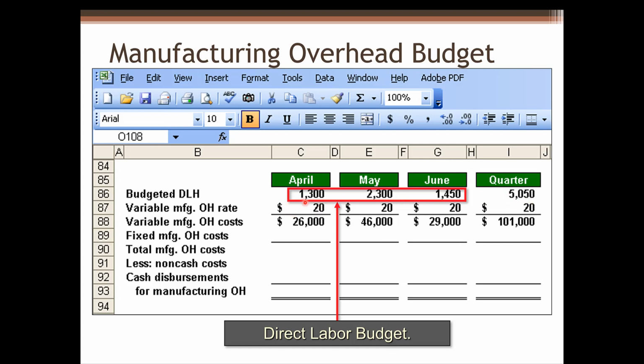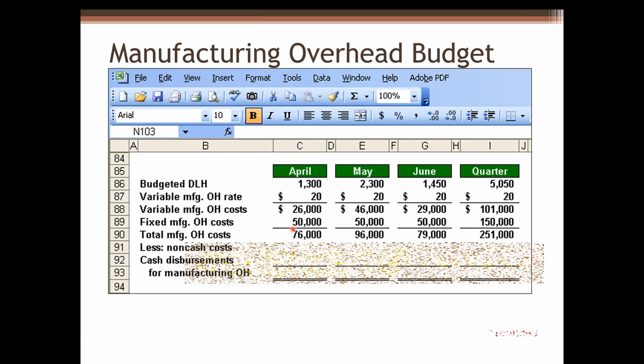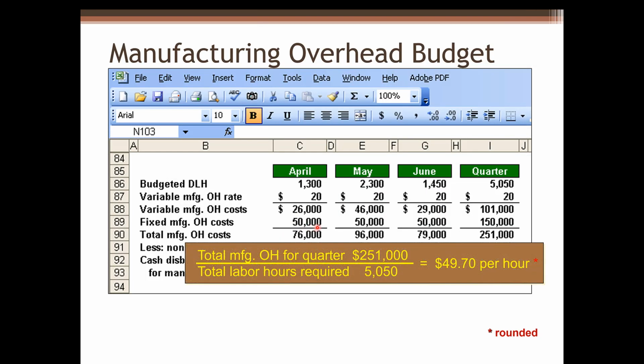For each month, we use budgeted direct labor hours multiplied by the $20 variable manufacturing overhead rate, and then we can get variable MO costs for each month and for the quarter. Fixed manufacturing overhead costs are $50,000 for each month. We add fixed MO costs to variable MO costs to get total MO costs for each month and for the quarter.